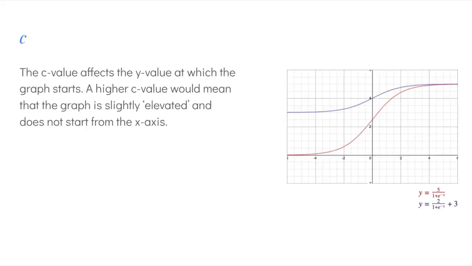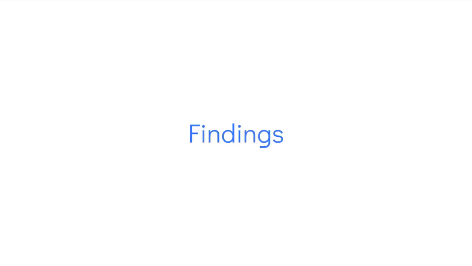The C value affects the y-value at which the graph starts. A higher C value would mean that the graph is slightly elevated and does not start from the x-axis. From this illustration, we can see that the purple graph, which has a C value of 3, starts at a higher y-value. However, we can observe that both graphs reach their maximum carrying capacity at around the same time. Hence, it can be concluded that the C value of the function does not affect the population growth greatly.